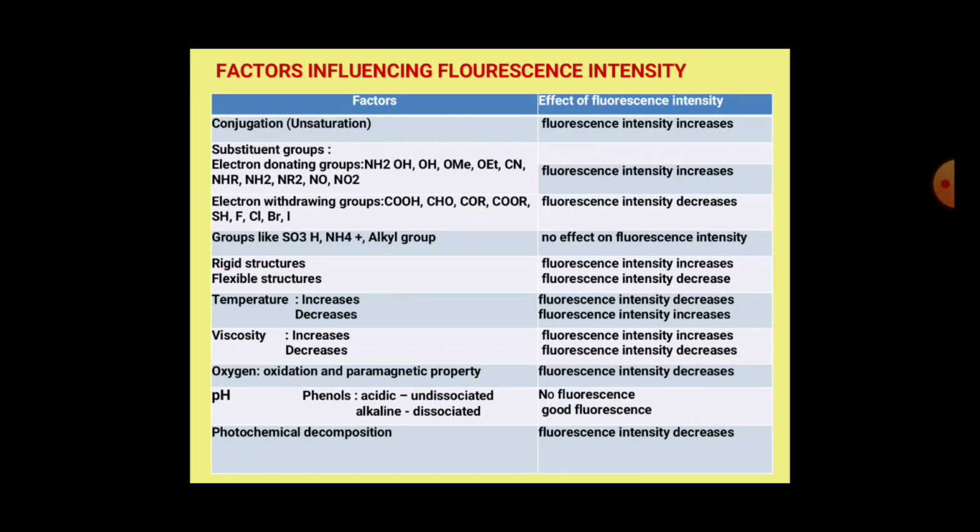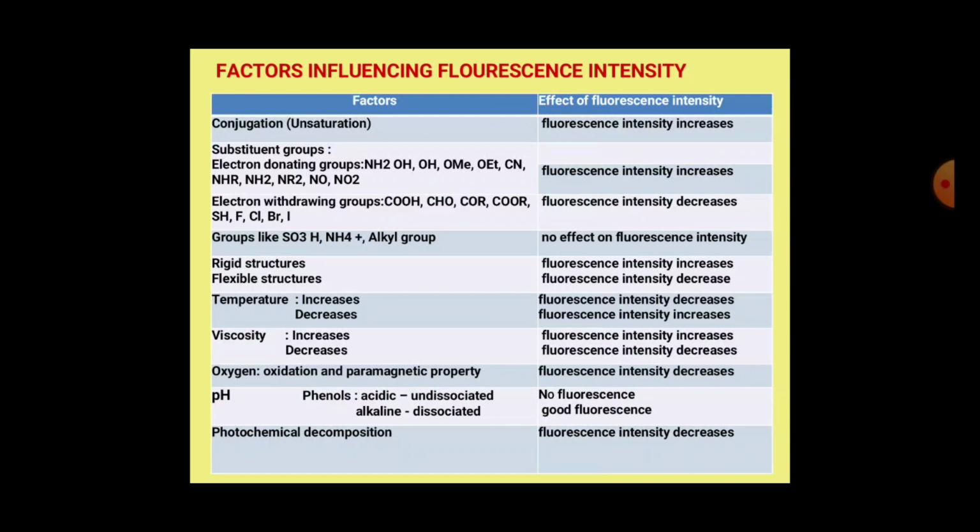Temperature. Increase in temperature leads to increase in collision of molecules. Therefore, deviation occurs, which results in decrease in fluorescence intensity. So, as temperature increases, fluorescence intensity decreases. When the temperature decreases, it leads to decrease in collision of molecules, which results in increase in fluorescence intensity. So, as temperature decreases, fluorescence intensity increases.